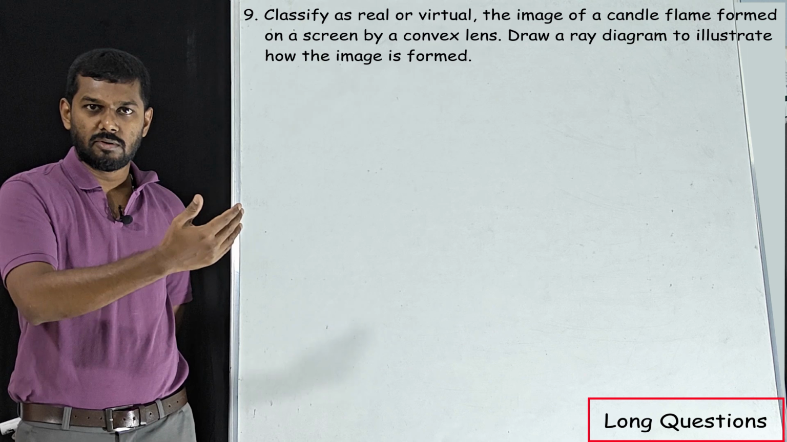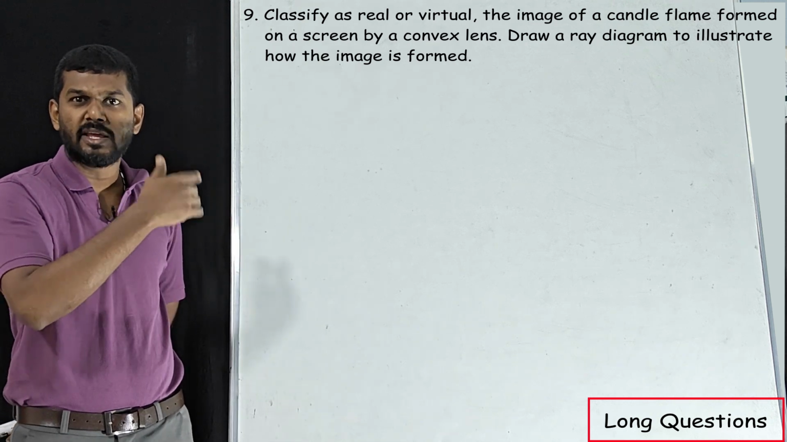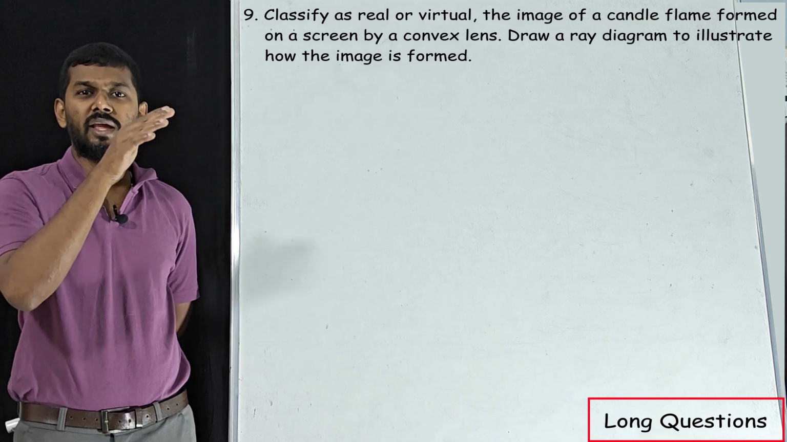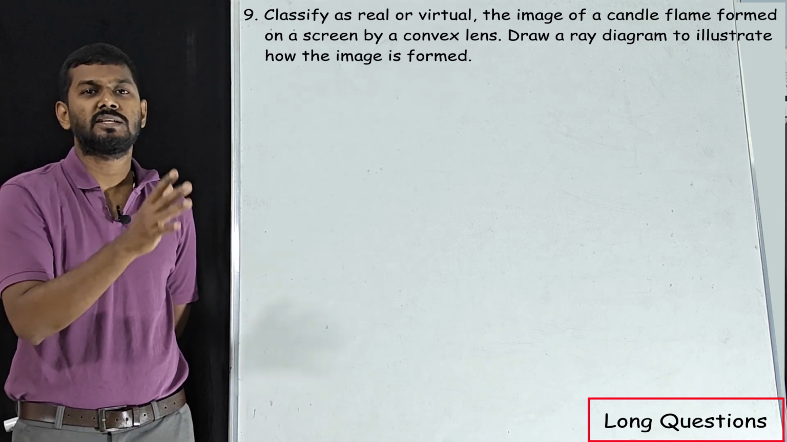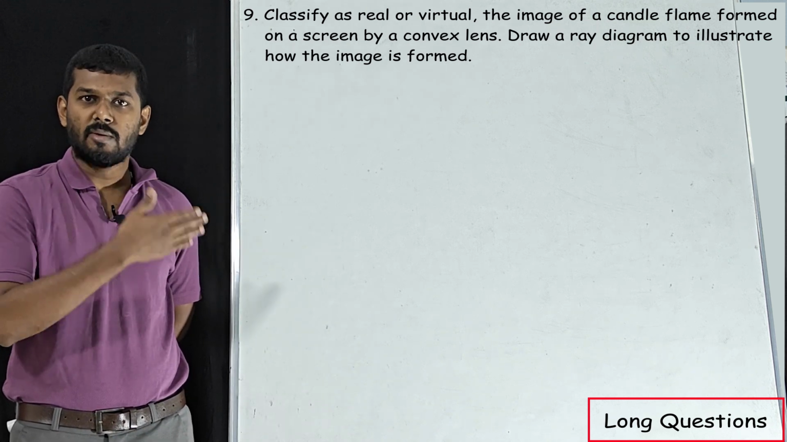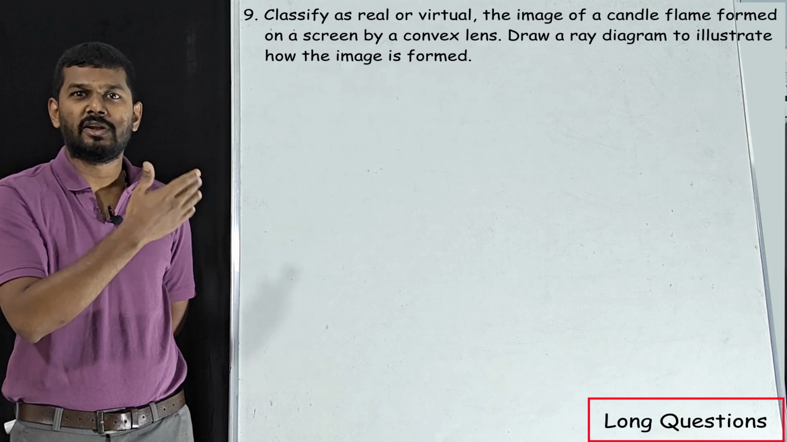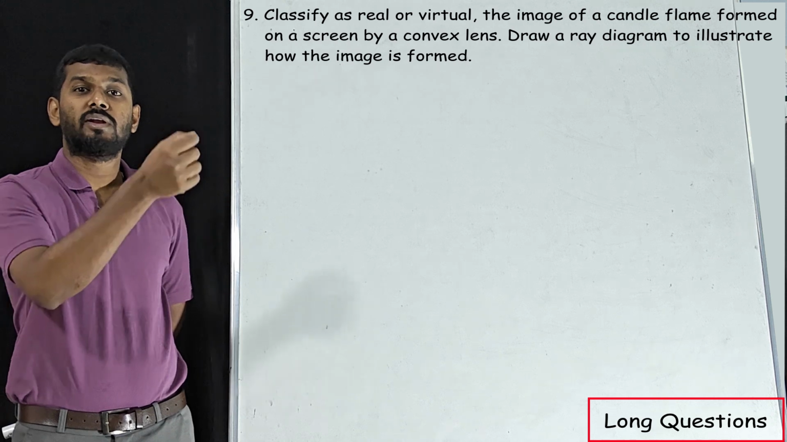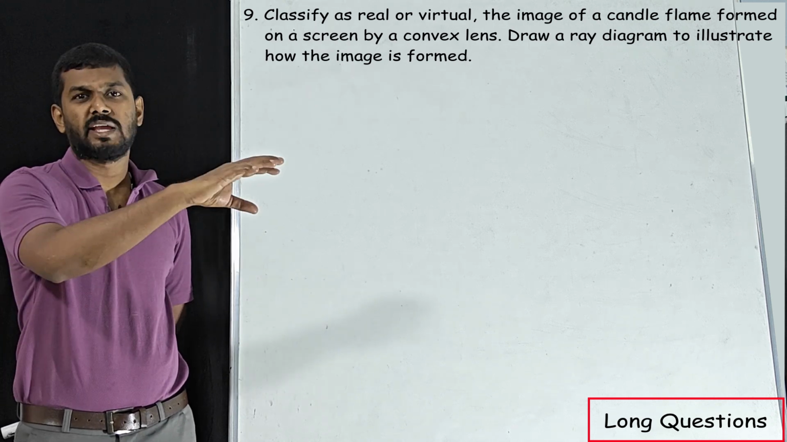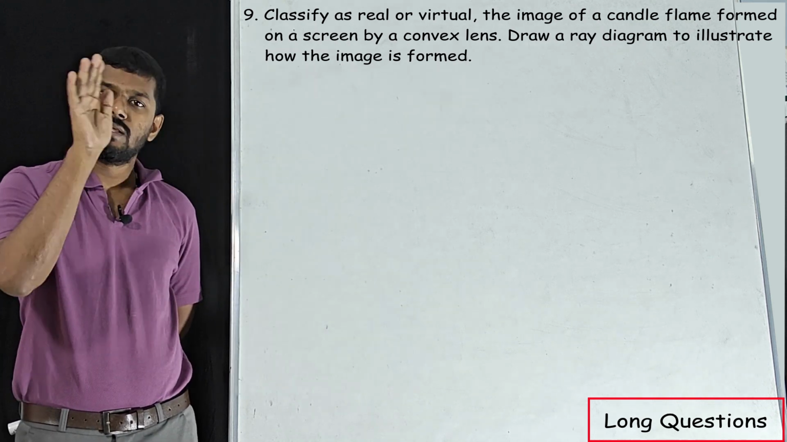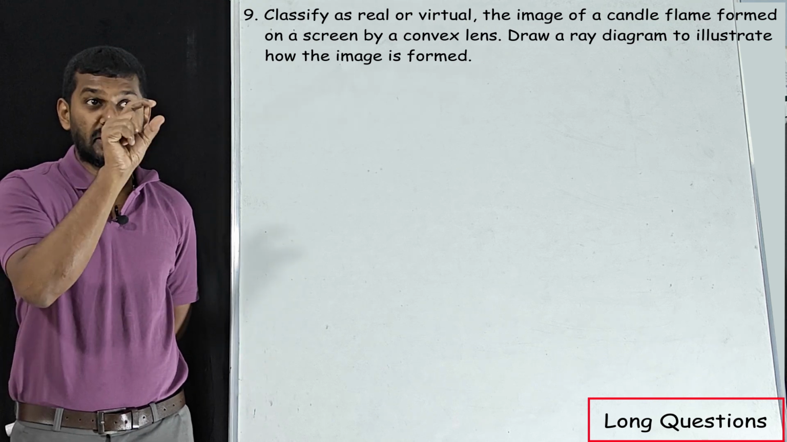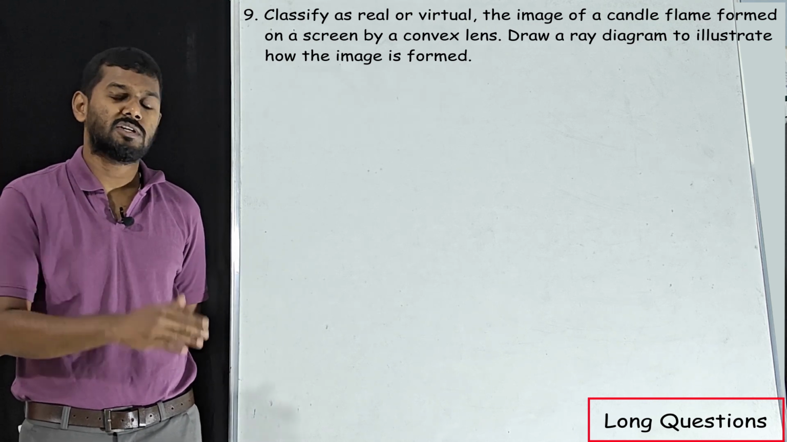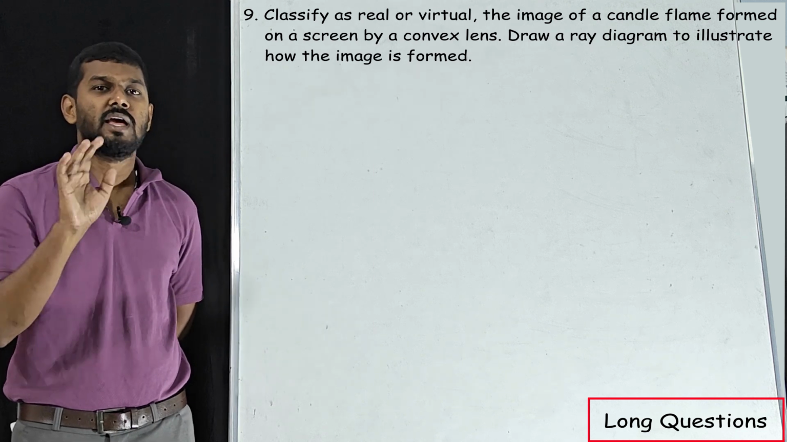So any case where you can see both object as well as the image, and the image should be real and inverted, any case you can select. From case when it comes to beyond 2f1, at 2f1, between 2f1 and f1, all these cases are going to give you the same results only. So here the important thing is size of the image, that is not mentioned in the question, so you can go for any one of these cases.